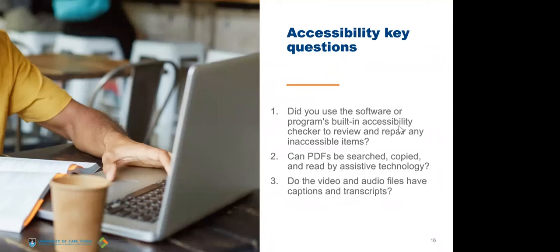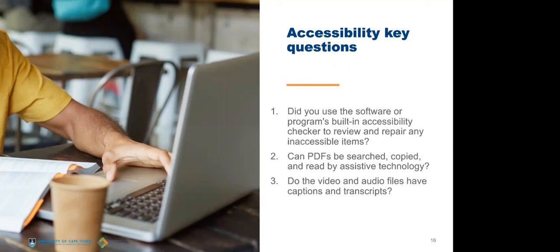So first of all, did you use the software or program's built-in Accessibility Checker to review and repair any inaccessible items? This is something that's available in Brightspace at the moment. There is an accessibility checker for the pages that you add that will check whether all of the heading styles are applied, for example, or list items are in a bulleted list, and the color contrast is checked, and it also tells you how to repair those. These types of accessibility checkers are available in other programs as well, such as Word, PowerPoint or Excel, the Microsoft Suite programs. You can run the accessibility checker and make sure that everything in your document will be accessible to screen readers, for example, for students with visual impairments.